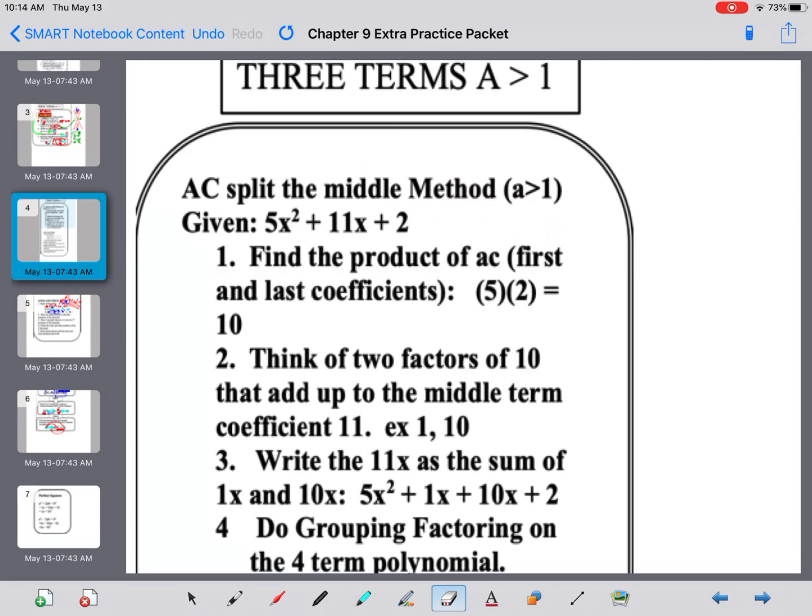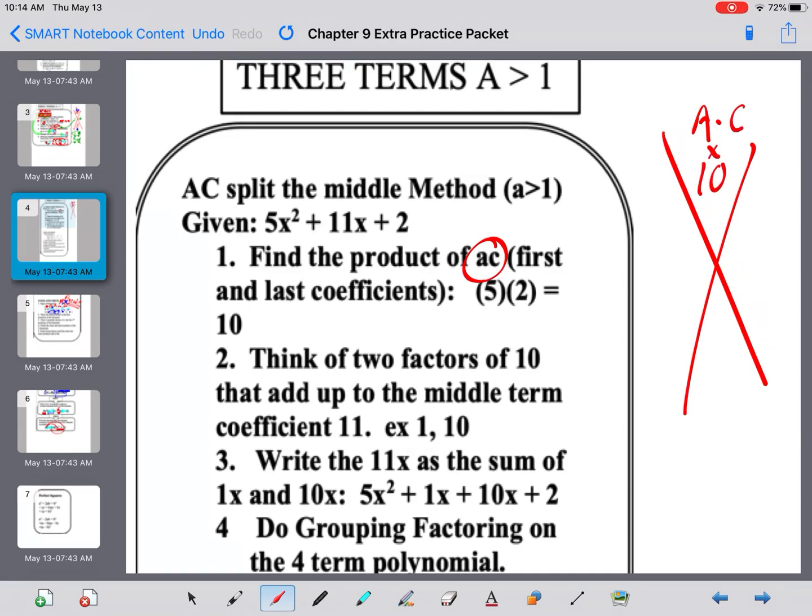Alrighty. So, for the split the middle technique, you still do the AC, A times C process, which is 5 times 2, which is 10. So we're looking for numbers that multiply to 10, add to B, which is 11. Oh, I'm running out of space on this thing. So it's 1 and 10.